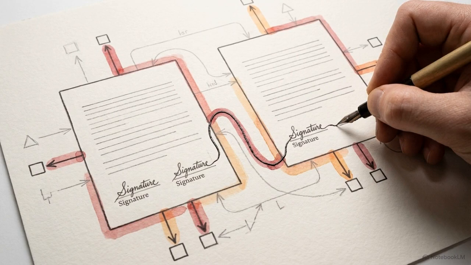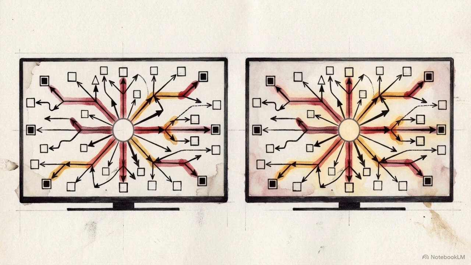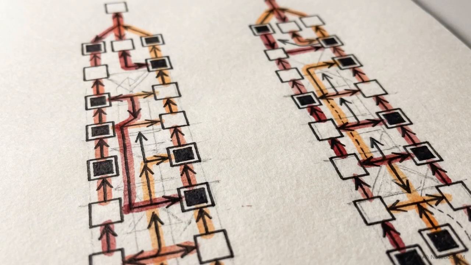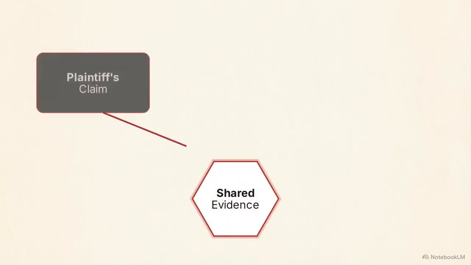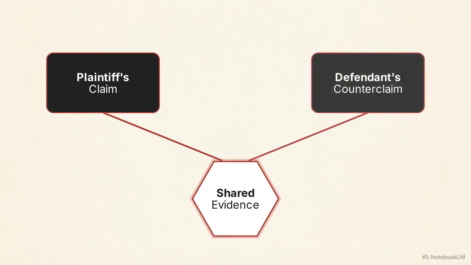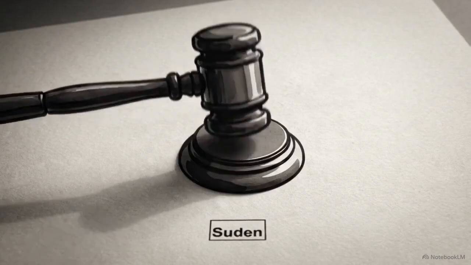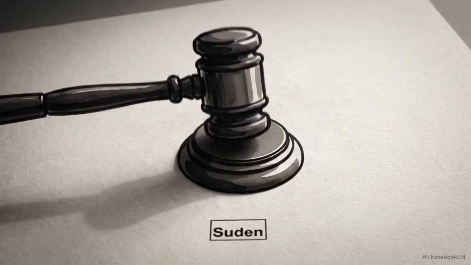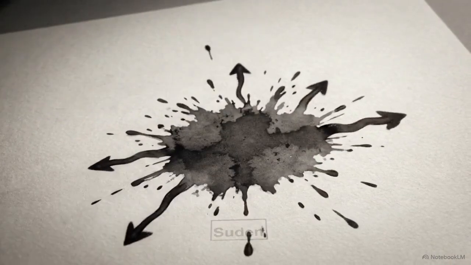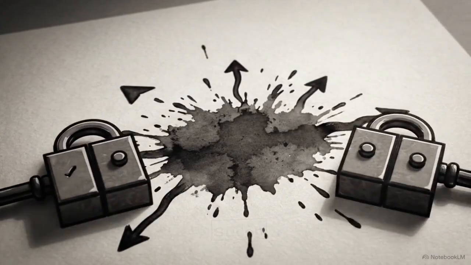To identify a compulsory counterclaim, courts look for a logical relationship. They ask if the issues of fact and law are the same, and if separate trials would cause a substantial duplication of effort. If the same evidence supports the plaintiff's claim and the defendant's counterclaim, the two are inextricably linked. Failing to raise a compulsory counterclaim creates a permanent procedural bar. The claim is dead and cannot be litigated in a future suit.